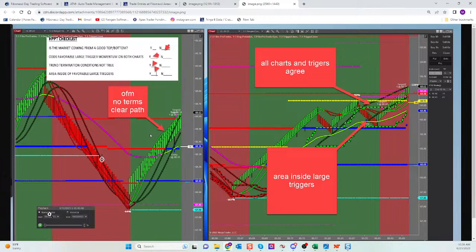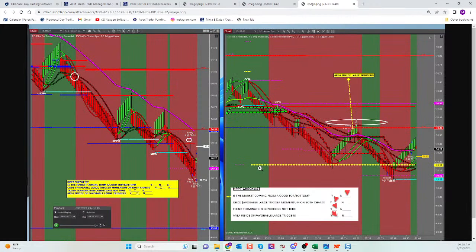Joel doing market replay. I love this, reinforcing those great rules, using that checklist. Joel has odds favorable momentum. He has absolutely nothing in the way, and look at this entry right in an area inside of favorable large triggers. Takes it up for the win. Joel, beautiful trade, great read, awesome analysis. Nothing but advantages.